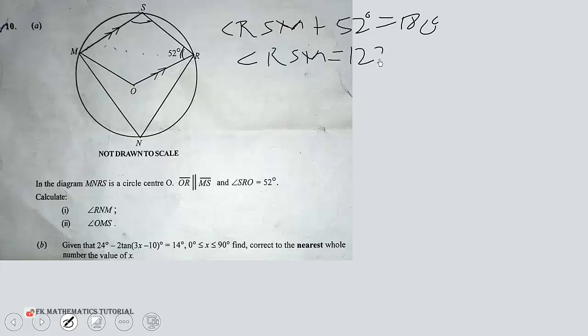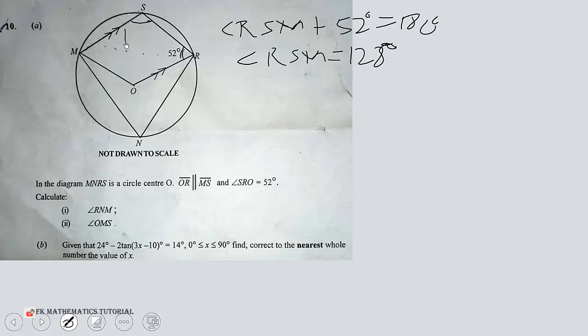So angle RSM plus angle 52 degrees will be equal to 180 degrees. So angle RSM will be equal to 180 minus 52, which is 128 degrees. The reason is that co-interior angles add up to 180.